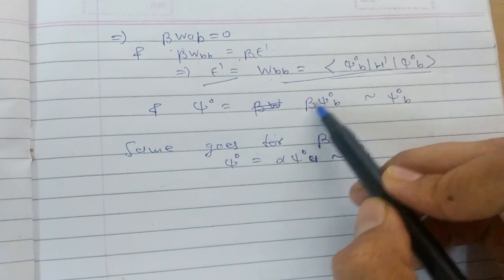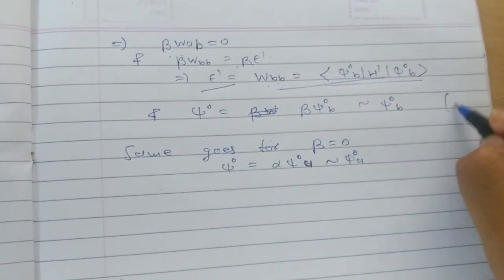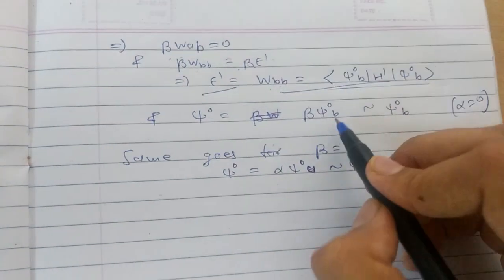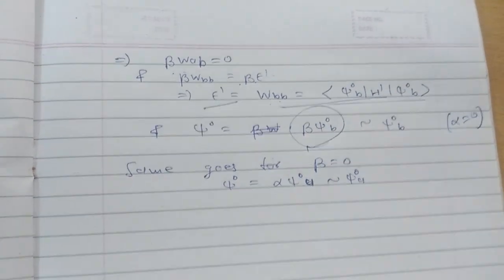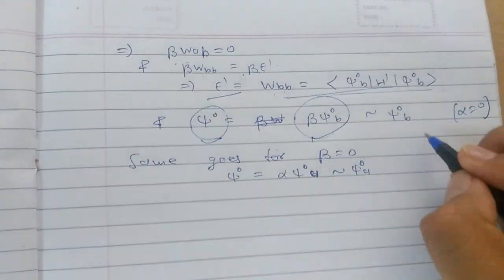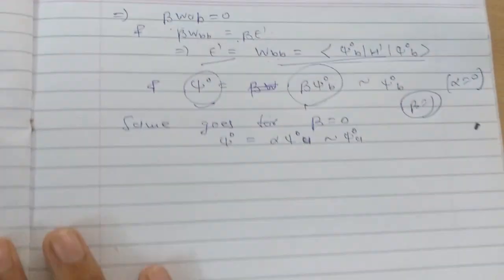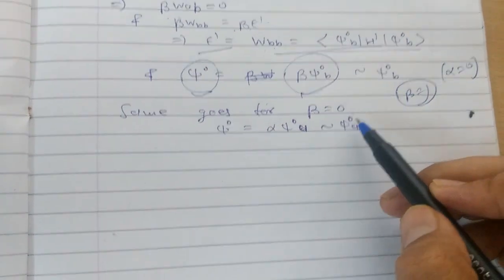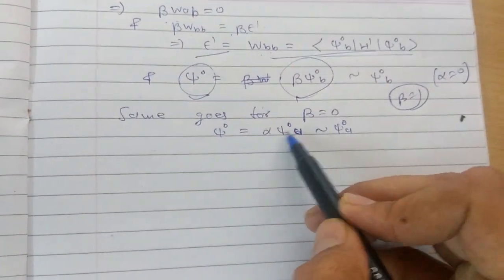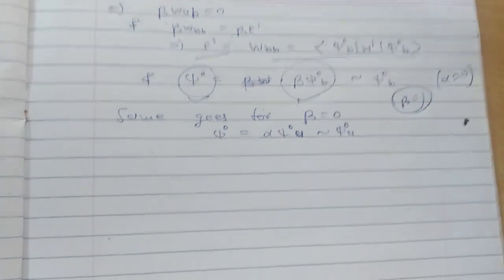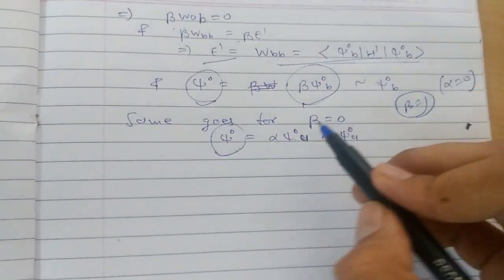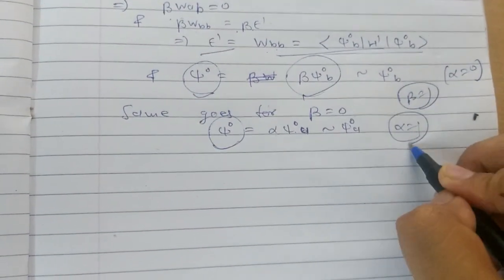And what is the final wave function? Psi naught will be beta psi naught of B, as alpha is equal to 0, and this wave function is normalized, so beta is equal to 1. Same goes for if beta is equal to 0, then psi naught will be alpha psi naught of A, and this is also normalized, so alpha will be 1.